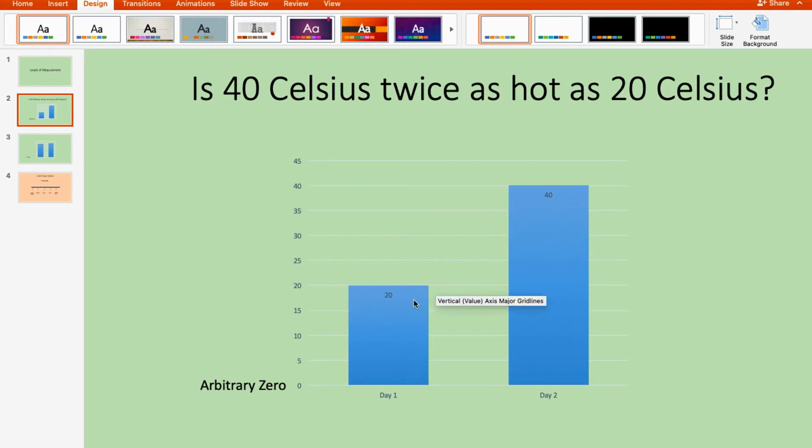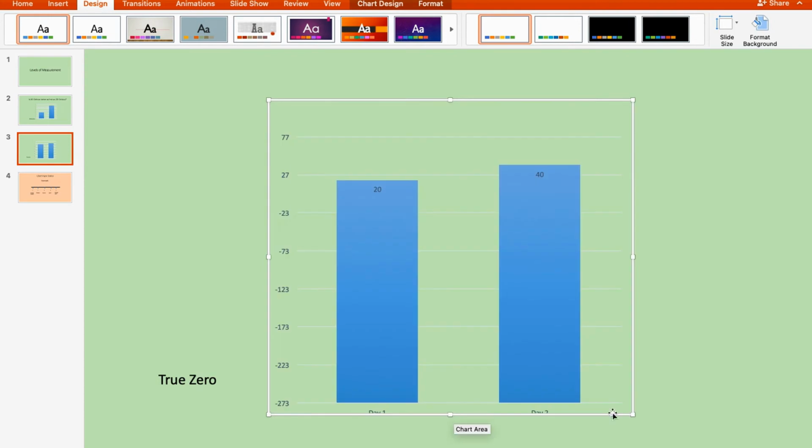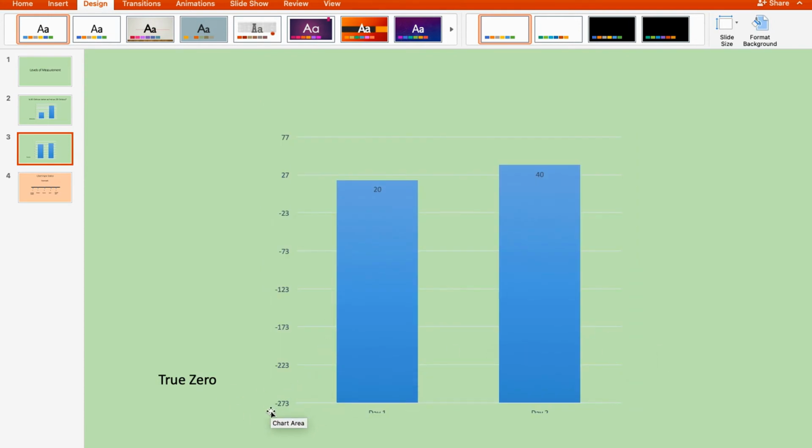So what would happen if we put the same 2 days, but extend it all the way down to a true zero? We can see here that on a Celsius scale, the true zero would be minus 273 degrees. And if we extend that all the way down to a true zero, it becomes quite obvious that 40 degrees is not twice as hot as 20 degrees.